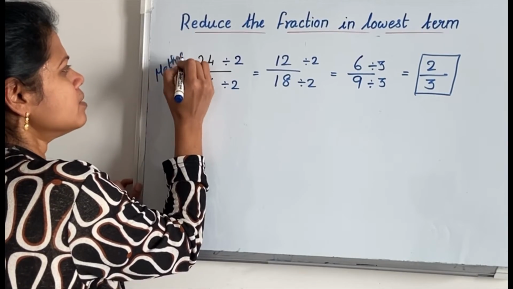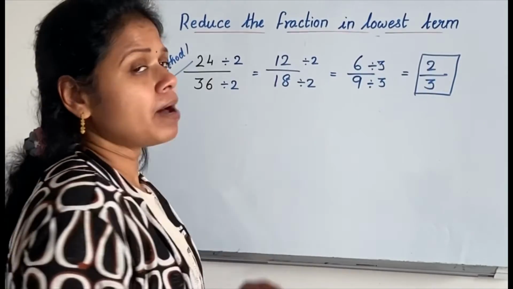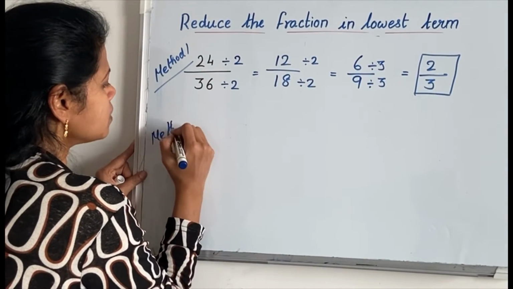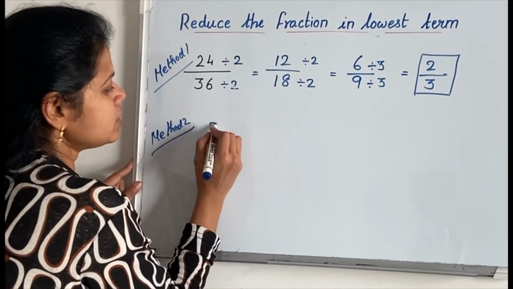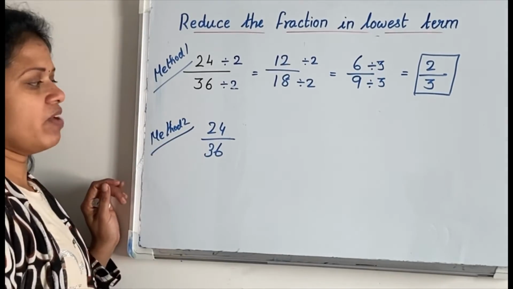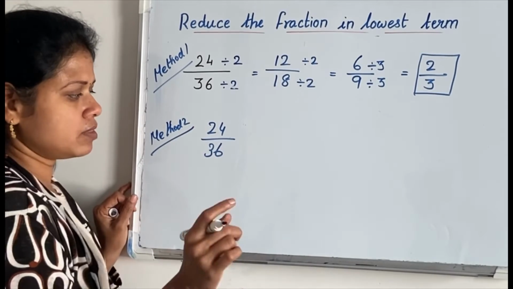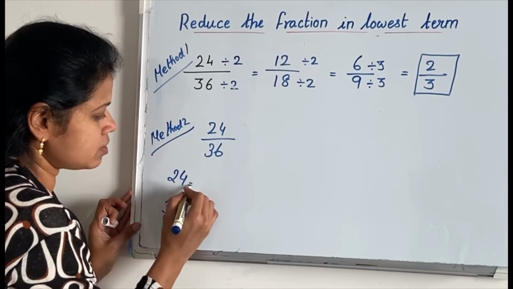The other method is finding the lowest term by HCF. This is method 2. If you do method 2 for 24 and 36, find the highest common factor of these numbers, 24 and 36.